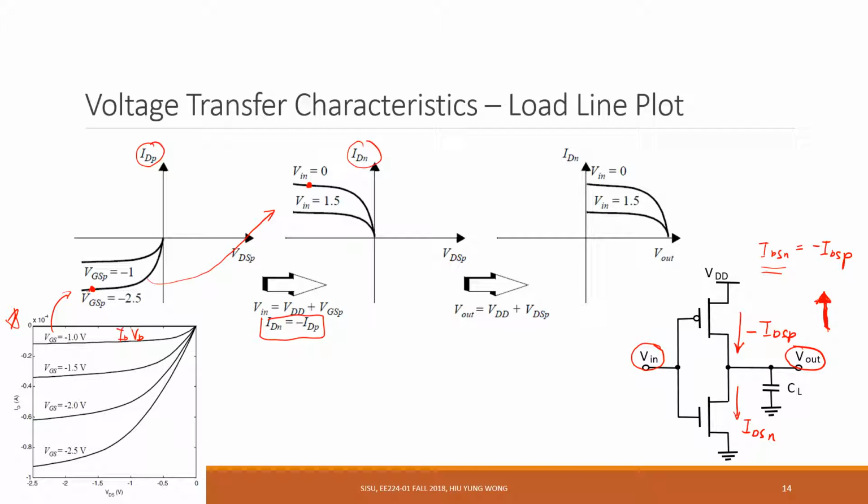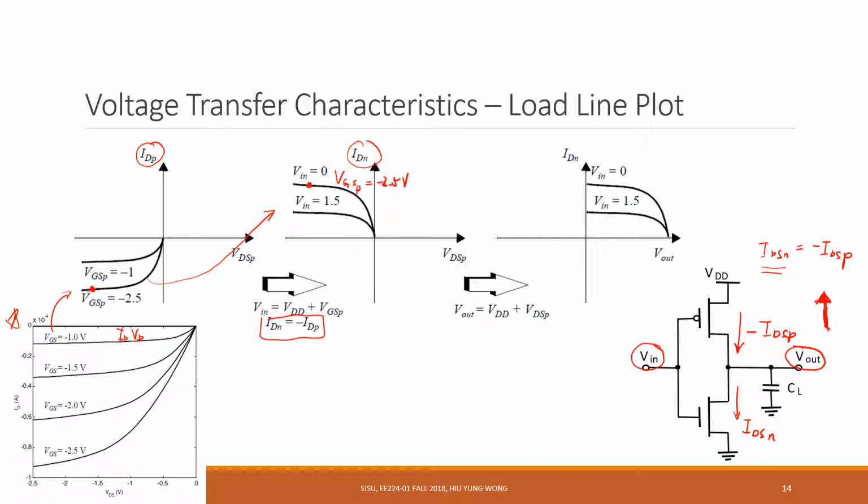Okay? This one originally, I should put VGSP equal to negative 2.5 volts for this curve, because this is indeed from VGSP equal to negative 2.5 volts. But I want to change the scale. What is the case when VGSP equal to negative 2.5 volts?